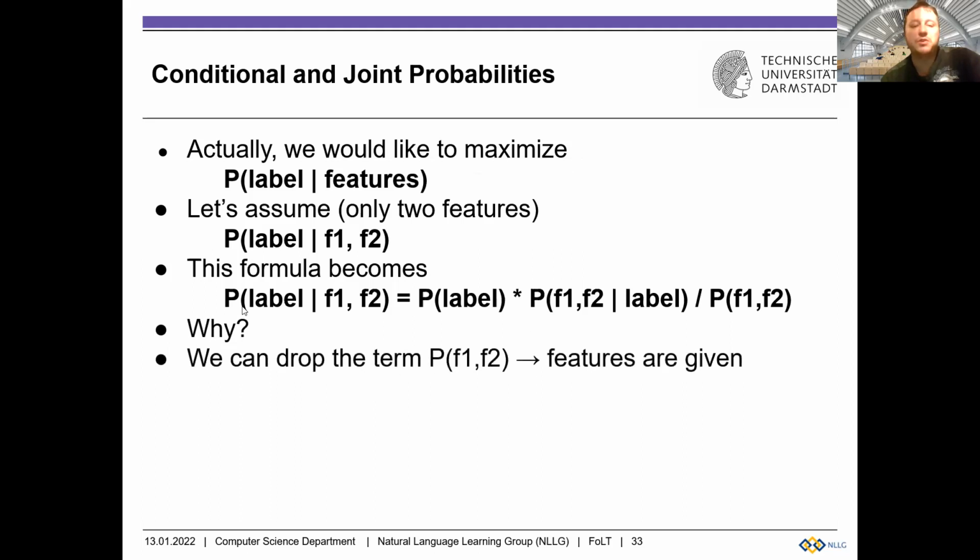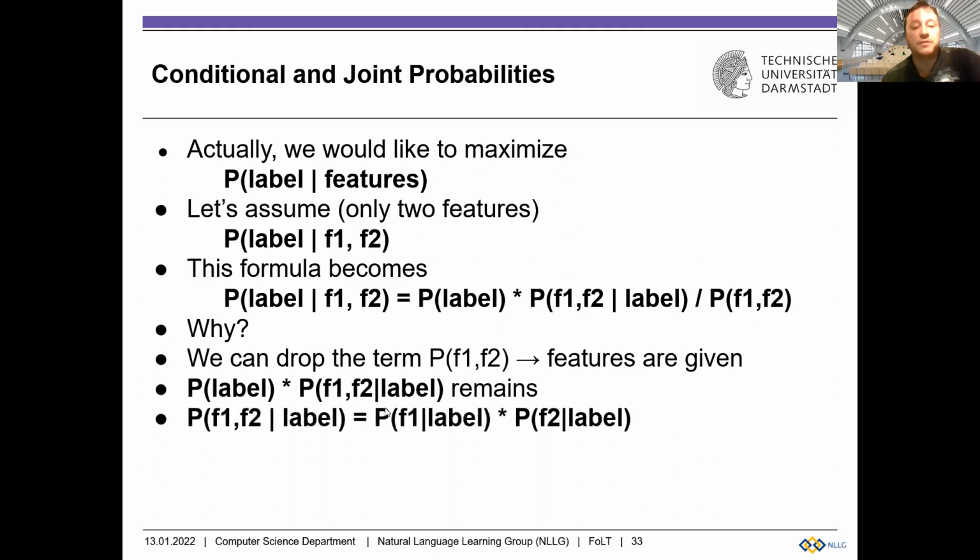And now if we want to maximize the label given the feature, then this term here becomes a constant. So we don't really need this term here, because this is not something to maximize. This is something that is given. So we only have those two terms left here, right? So those two terms are left.